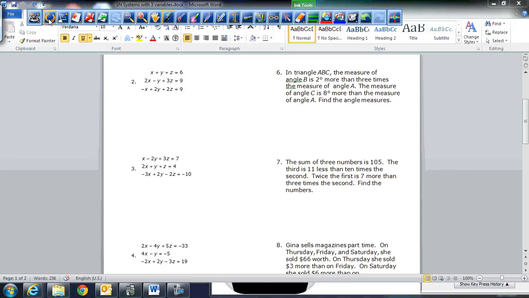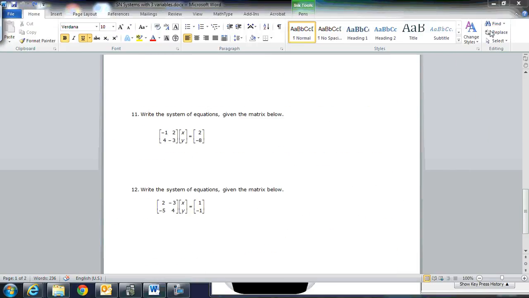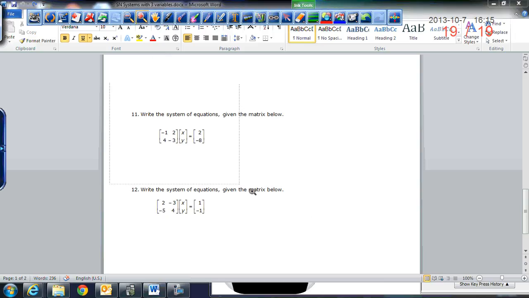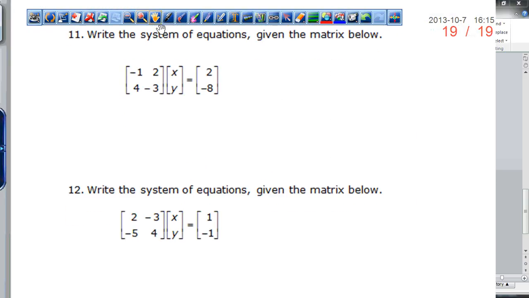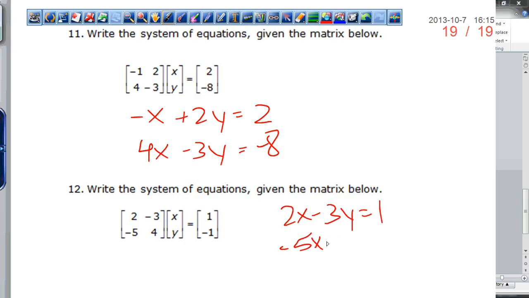And then the last thing on the back, before I talk about the special cases, is rewriting. So we're going backwards now. If you look at 11 and 12, they want us to go from the matrix to the equation. I think this is pretty easy. So -x plus 2y equals 2, and then 4x minus 3y equals -8. That's just reading it. That's going back and forth. You're pretty good at it probably by now, so no big deal there. And then 2x minus 3y equals 1, -5x plus 4y equals -1.